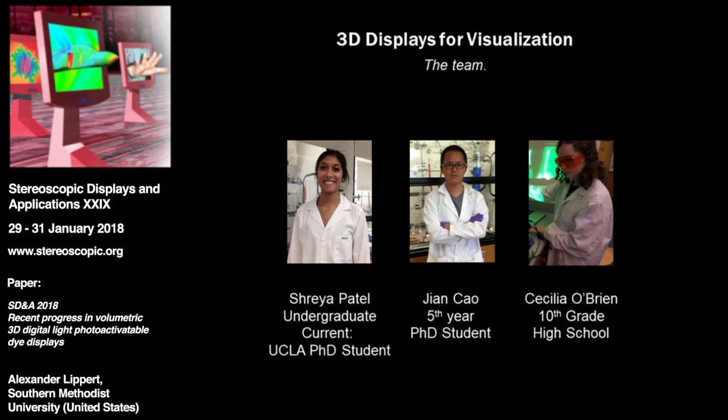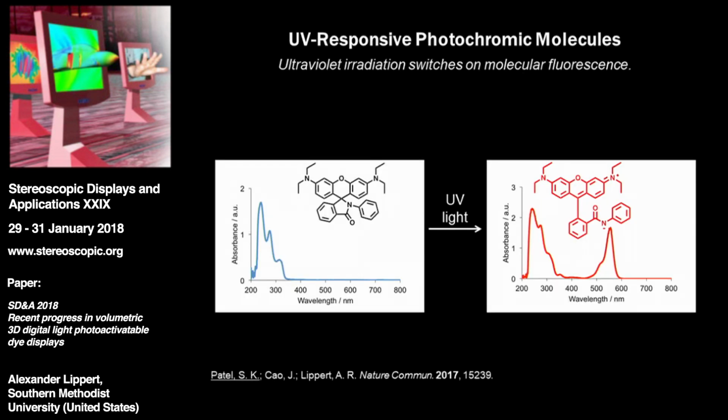So the students working on this project, the lead was actually an undergraduate researcher, Shreya Patel, who's now doing her PhD at UCLA. Jen Zhao is a senior graduate student in my lab that made large quantities of the photoswitch dye that we used. And I'll also show you some images done by Cecilia O'Brien, a high school student that worked in our lab over a summer.